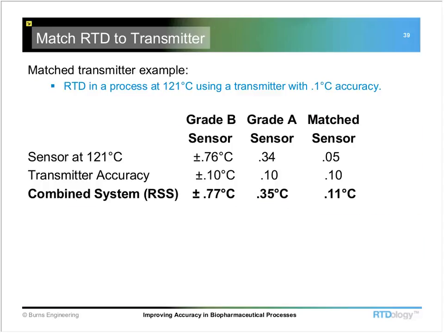And when we look at a comparison of just taking a grade B sensor, grade A, and then doing a match, you can see quite a dramatic difference in accuracy here. We just combined the error sources using root sum square. So we've got 0.77, and that improves all the way up to 0.11 degrees C for that matched RTD and sensor.